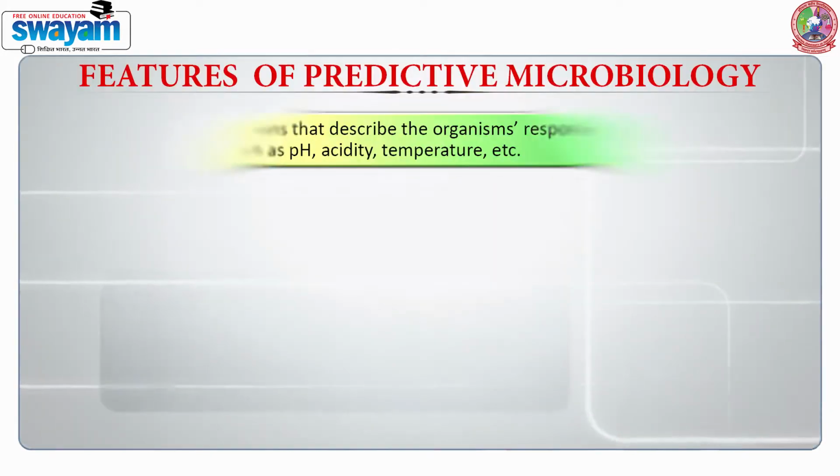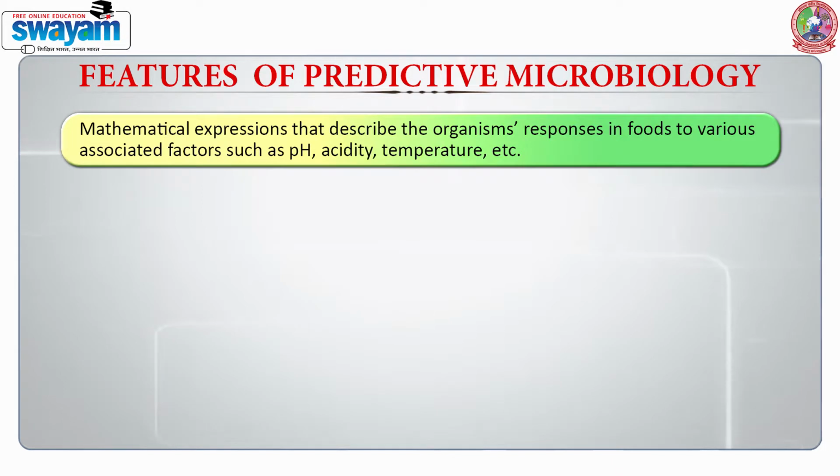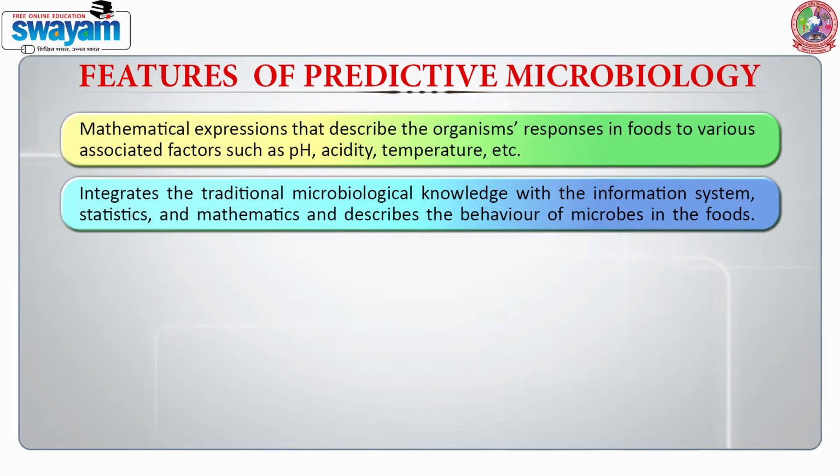When we talk about predictive microbiology, we should also know the key features. Yes, the most important key feature is the mathematical expressions. What are these mathematical expressions? These equations describe the organism responses in food to various associated factors. These factors can be pH, acidity, temperature. Predictive microbiology is a branch of microbiology which integrates traditional knowledge with information systems, statistics and mathematics, and it describes the behavior of microbes in the food.